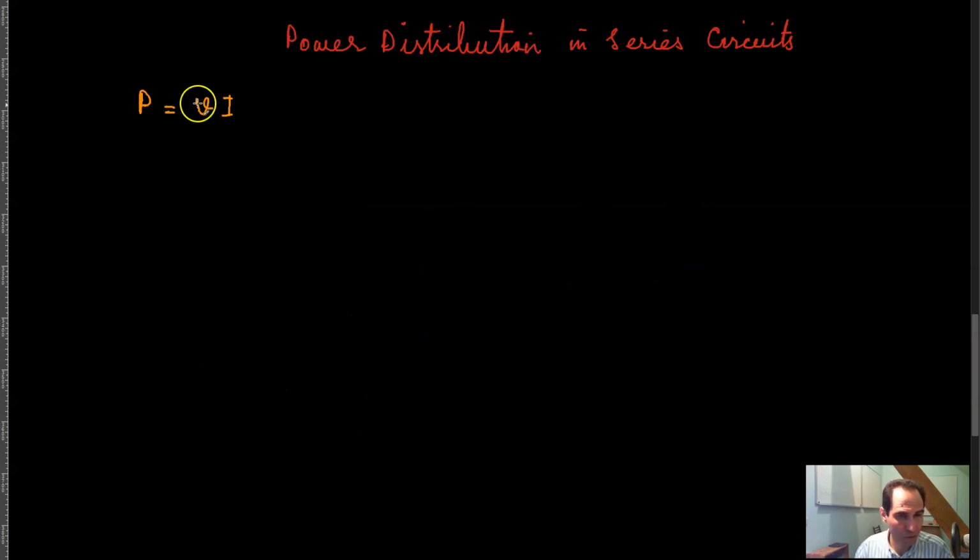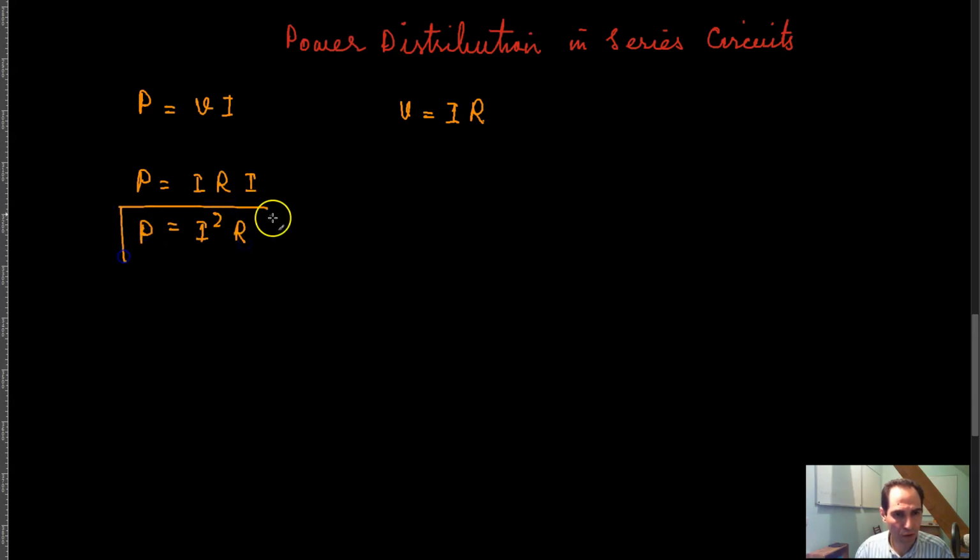Second, based on Ohm's law, V is equal to I times R, so instead of V you can write P is equal to I times R times I, which is I squared R. So P is equal to I squared R. If you have the current and the resistance in a circuit, you don't have to worry about the voltage. You can square the current and multiply it by the resistance to calculate power as well.